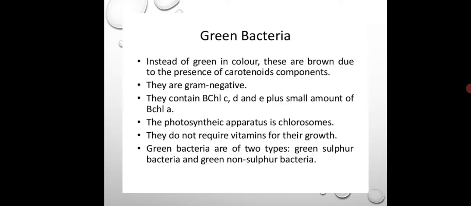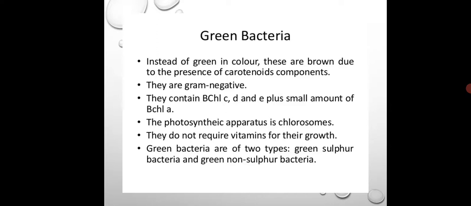Green bacteria: some species are green in color and some are brownish in color. Though it is green, it is a bacteria, not a plant, hence it is known as a photosynthetic bacteria. Some species are green in color, some species are brown in color.